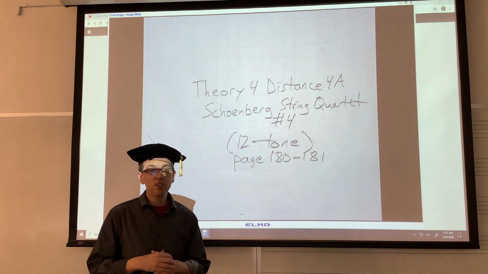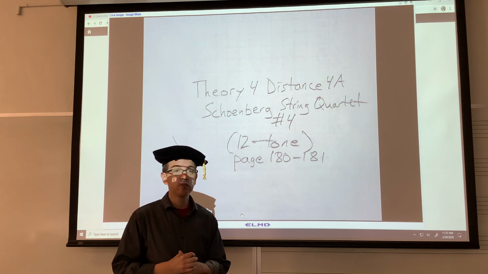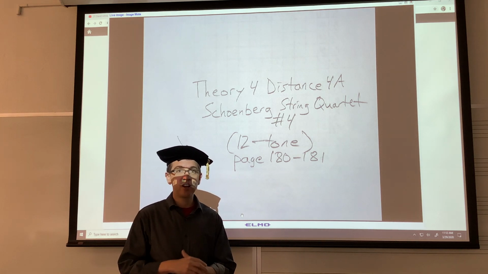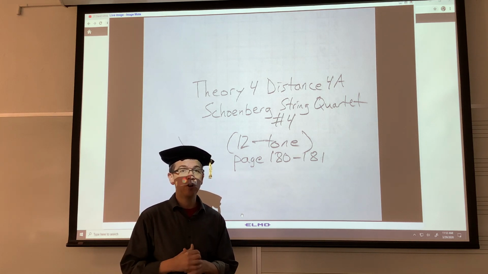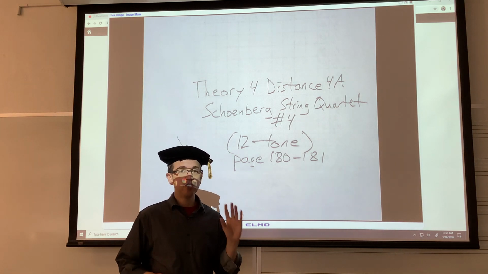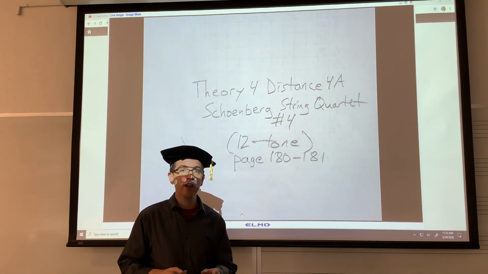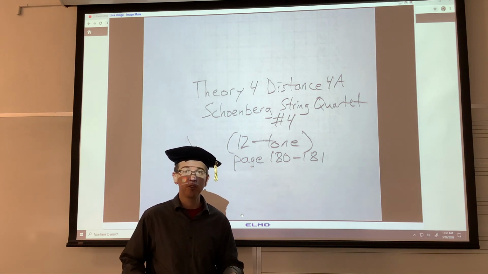Now, the reason we're looking at two different works is because Schoenberg and Webern have very different styles and techniques in their composing, and it's important to understand that just because both composers use 12-tone doesn't mean they write the same way. They write very, very differently.